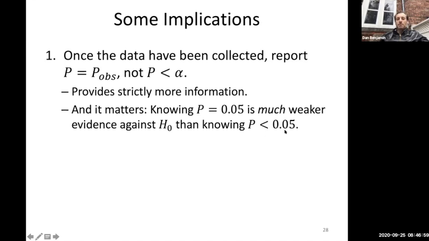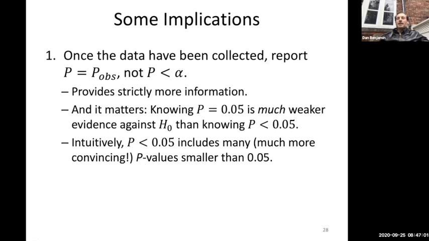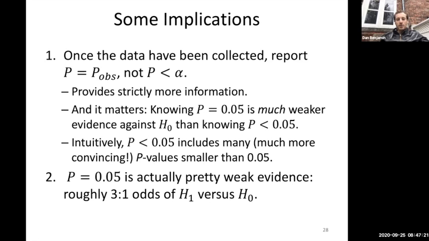If all you knew was that p is less than 0.05, that includes a lot of possibilities, like really, really tiny p-values that would be very, very strong evidence against the null, whereas p equals 0.05 is actually just one of those possibilities, and is the least evidence against the null of all of the p-values less than 0.05. And in fact, what we just saw in this graph on the previous slide is that it's pretty weak evidence. A p-value of 0.05 is at most 3-to-1 evidence of the alternative relative to the null.